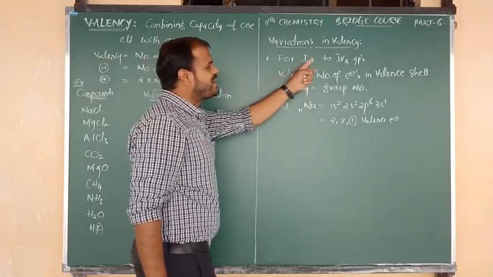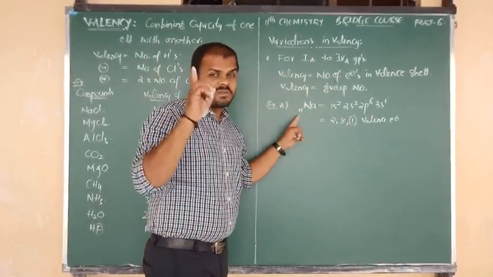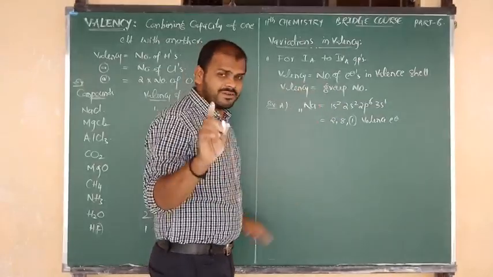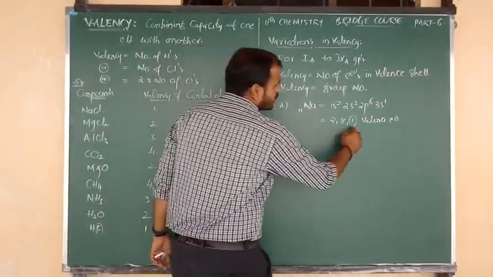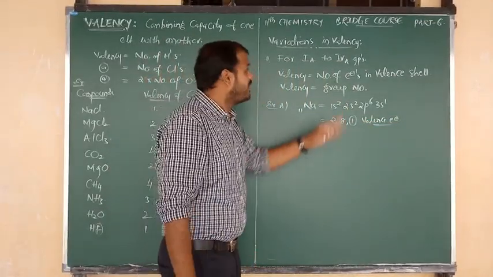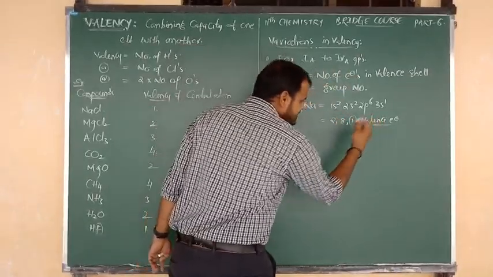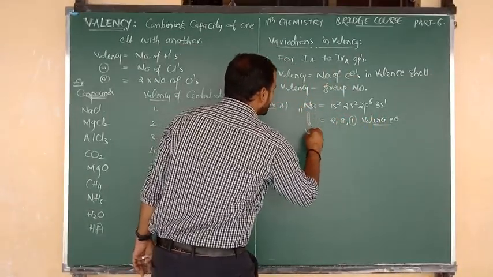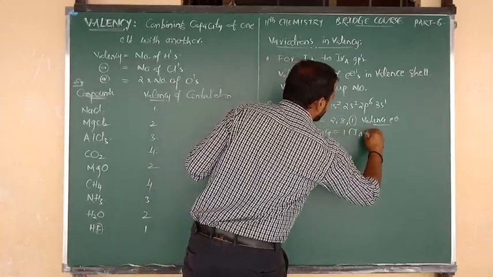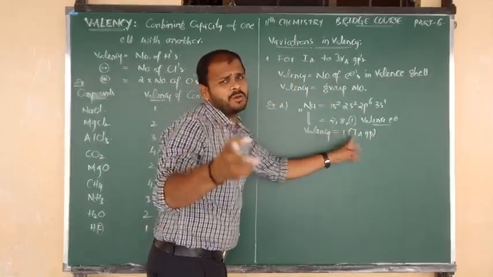For 1A to 4A group elements, sodium belongs to the first group, so the group number is 1 and valency is 1. Once again, in sodium the outermost orbit contains only 1 valence electron. By the rule, valence electrons equal valency, so sodium's valency is 1 because it belongs to the 1A group. Valency is equal to the group number: valency 1, group number 1.